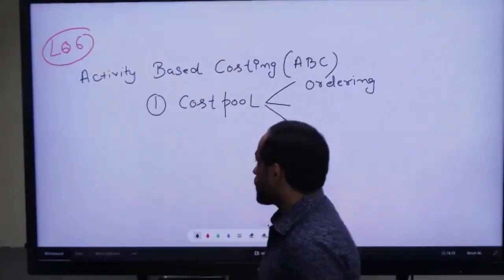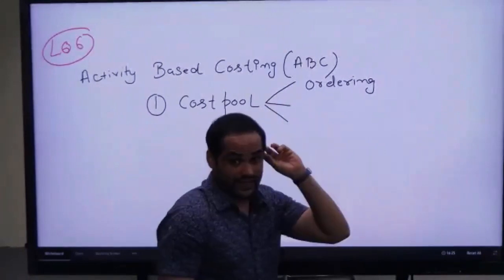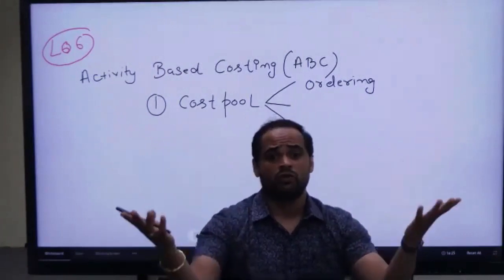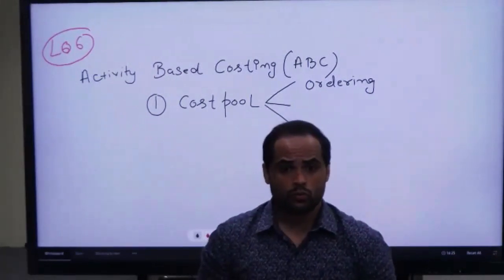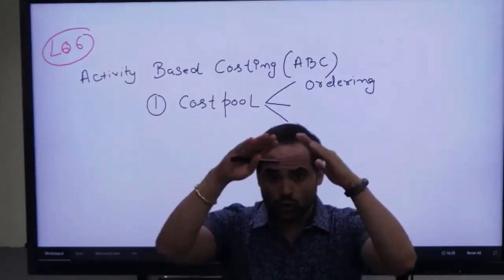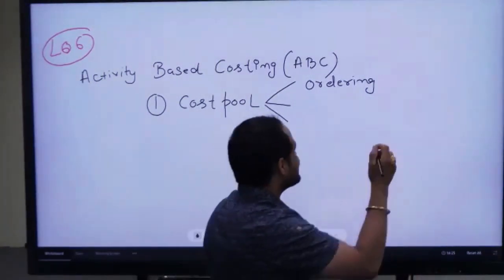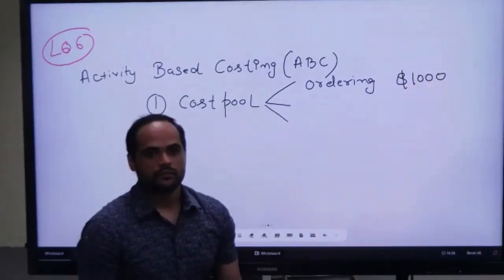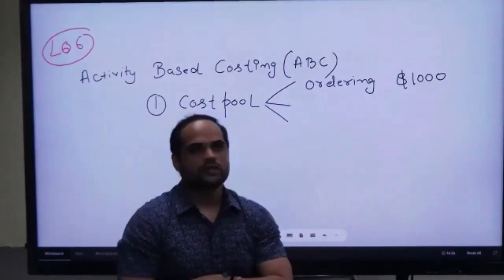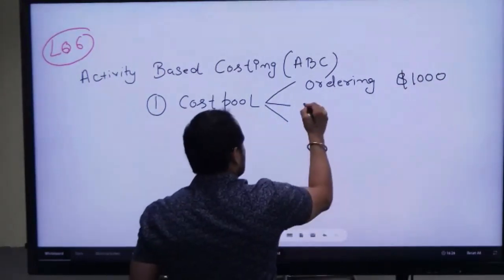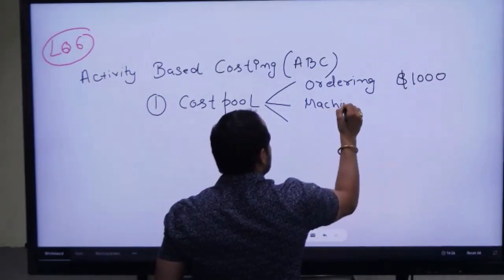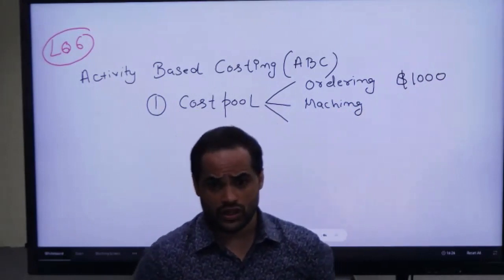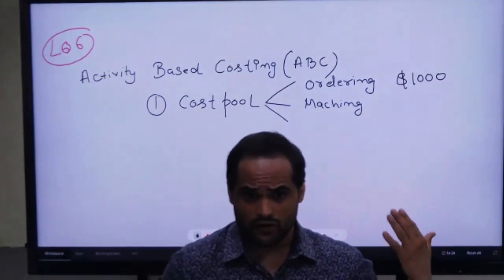Okay, so for example, ordering is an example of a particular activity involved in production. Ordering means how many times we order. For example, we order multiple times and the total ordering cost is 1,000. So this is a cost pool. Another example of a cost pool is machining. Machining means how many times we set up machines.